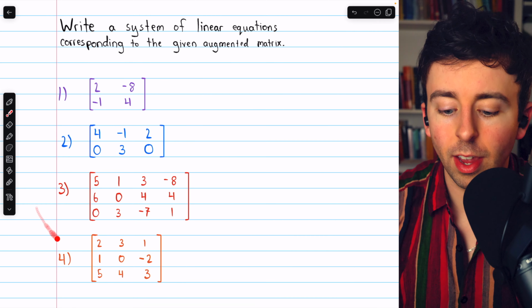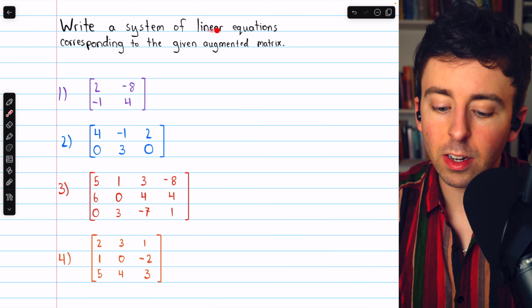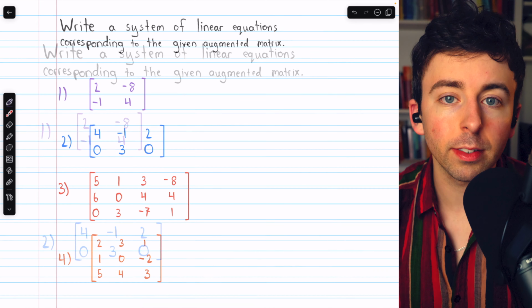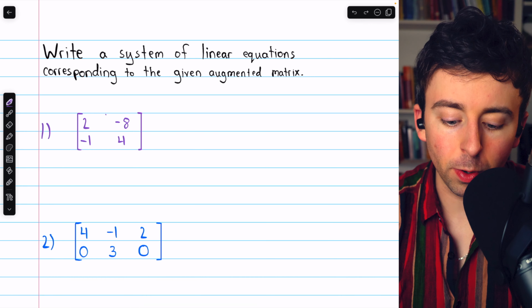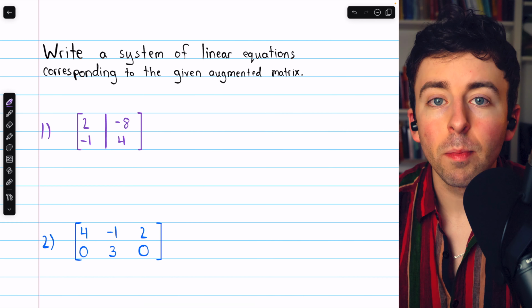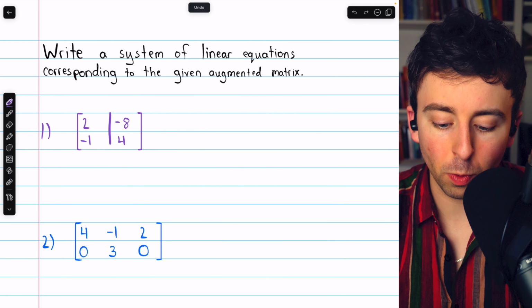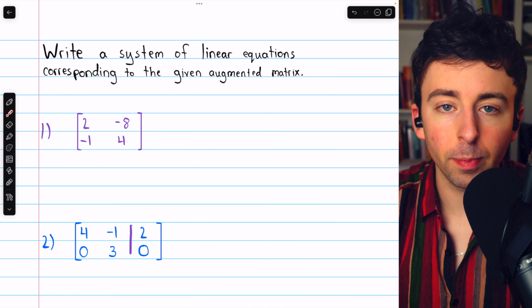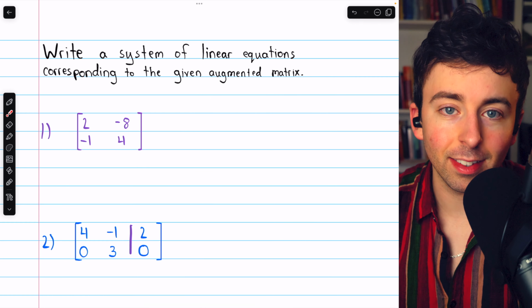Let's do these four examples of writing a system of linear equations corresponding to the given augmented matrix. Note that in each example, the vertical line that you often see in augmented matrices has not been written, but if it helps you, you can just picture it before the last column. Let's begin with the first example, and begin by considering its size.